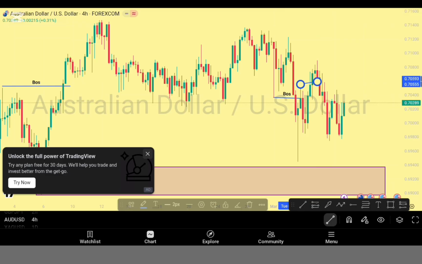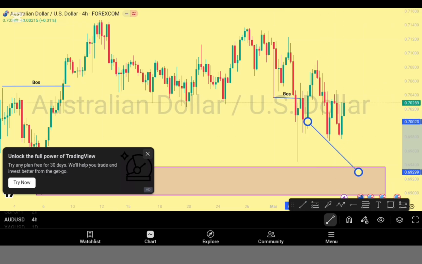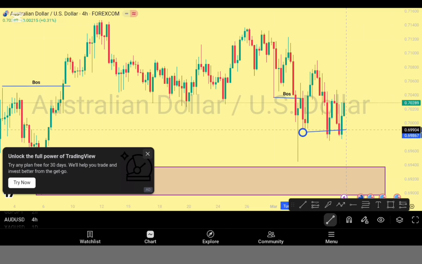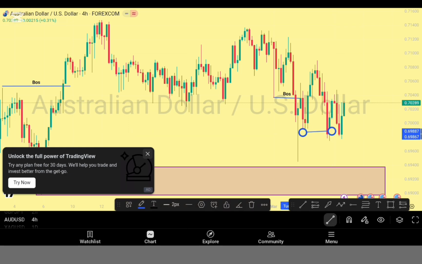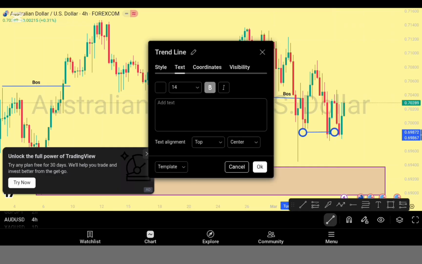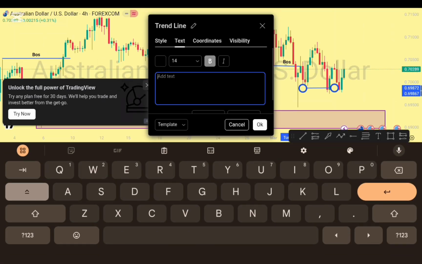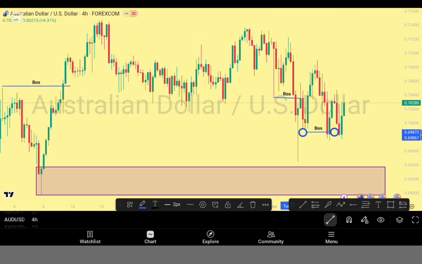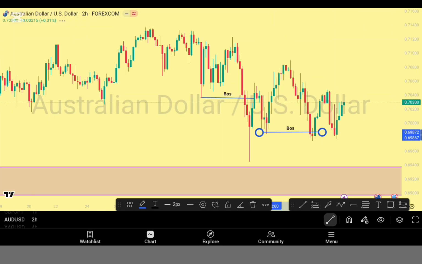In fact, look at what I'm even saying. So we have this zone. I have this zone as OB, a break of structure. If I go to 2 hours, you're going to see it clearly.